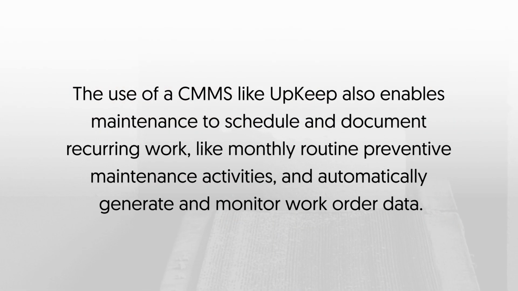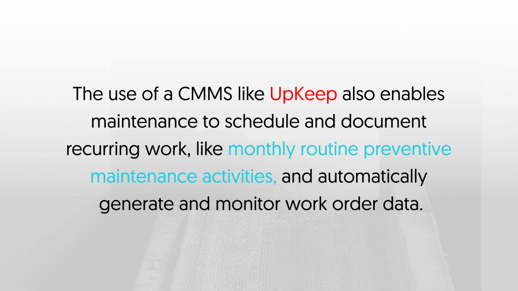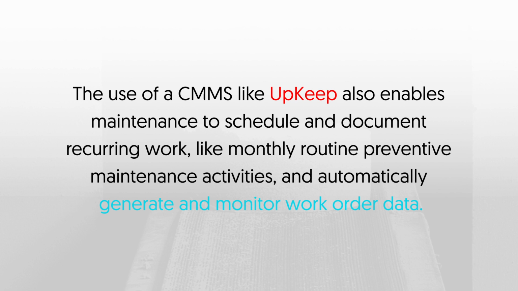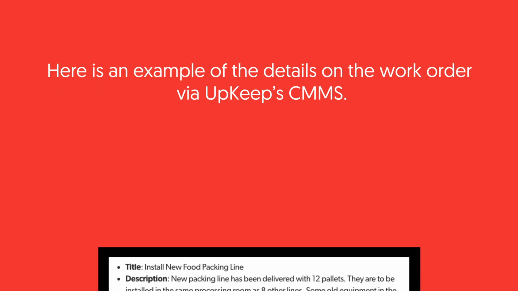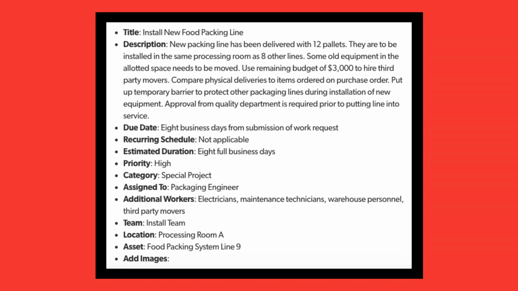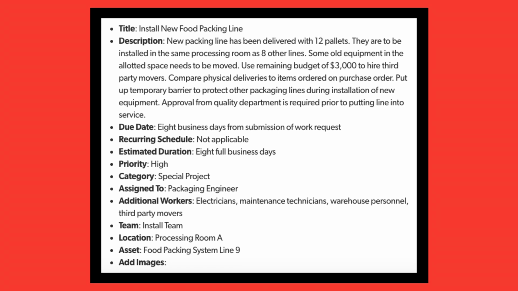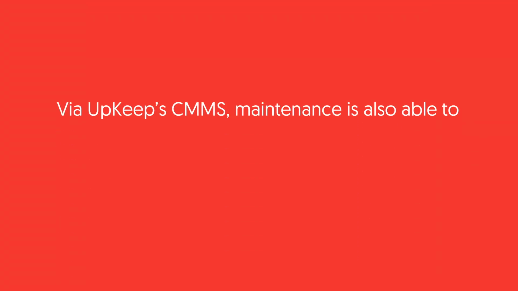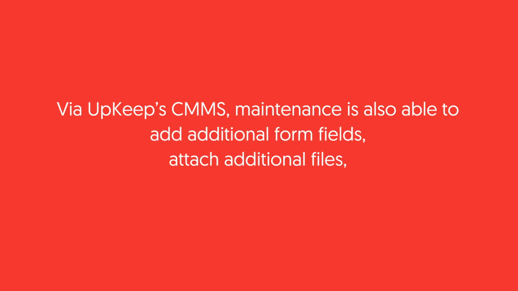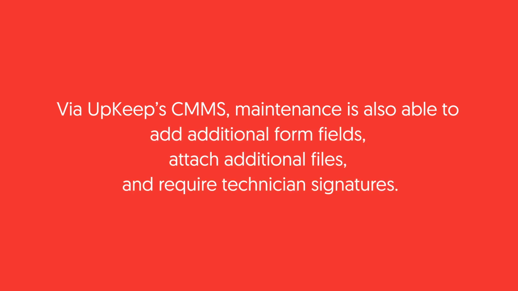The use of a CMMS like UpKeep also enables maintenance to schedule and document recurring work, like monthly routine preventative maintenance activities, and automatically generate and monitor work order data. Here is an example of the details on the work order via UpKeep CMMS. Via UpKeep CMMS, maintenance is also able to add additional form fields, attach additional files, and require technician signatures.